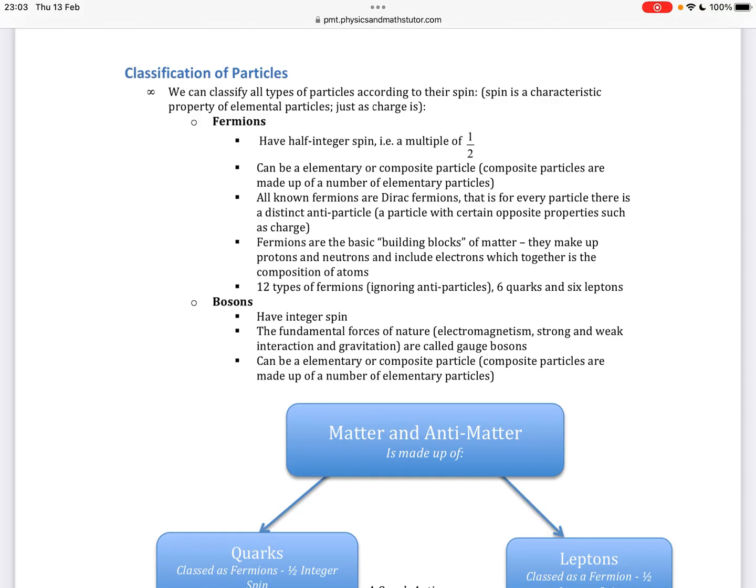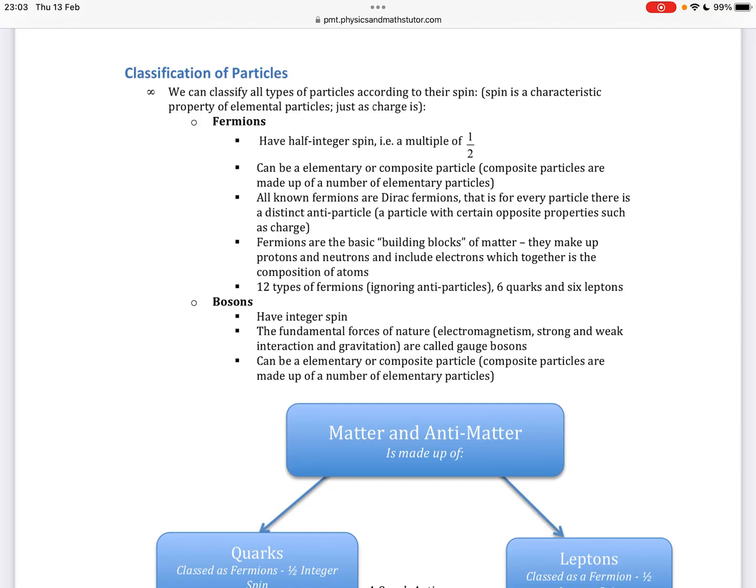Composite particles are basically made of a number of elementary particles, and all known fermions are Dirac fermions. That is, for every particle there is a distinct antiparticle, which is a particle with certain opposite properties such as charge. Fermions are the basic building blocks of matter. They make up protons and neutrons and include electrons, which together are the composition of atoms. There are 12 types of fermions, ignoring antiparticles: 6 quarks and 6 leptons.